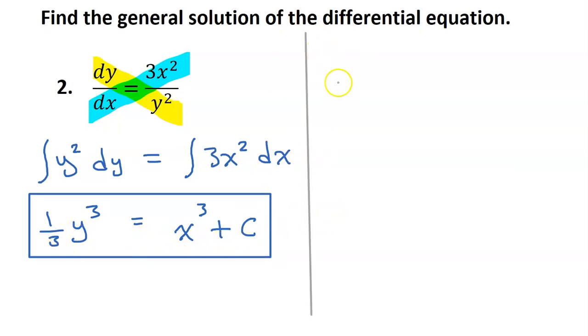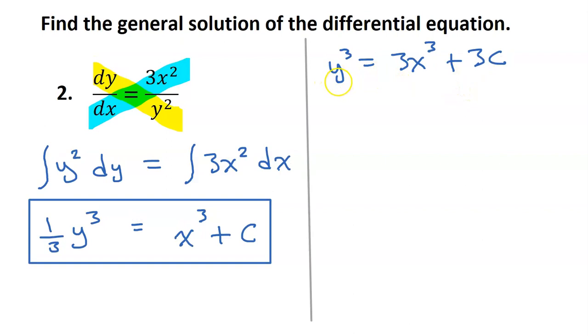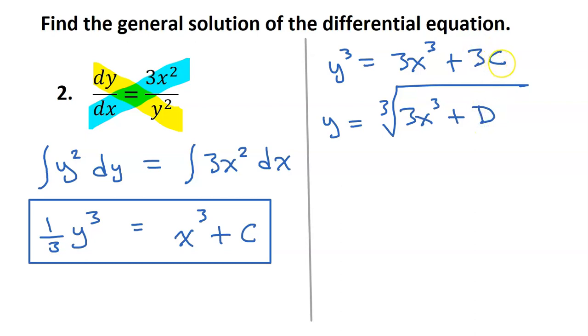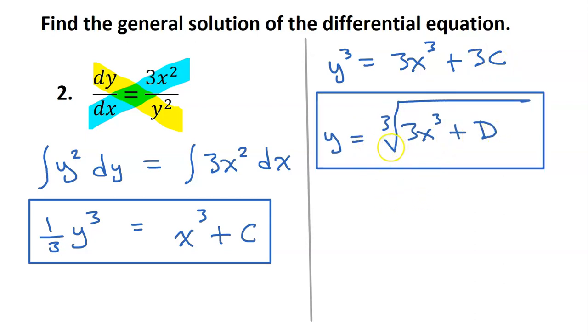Multiplying both sides of the equation by 3, we have y to the third power is equal to 3x cubed plus 3c. Taking the cube root of both sides of the equation, we have y equals the cube root of 3x to the third power plus... Instead of writing 3c, I'm going to write d, because c is a constant, and 3 times c is just another constant. Let's call it d. So here is the solution in y equals f of x form.